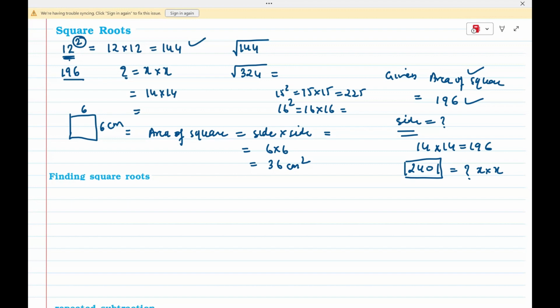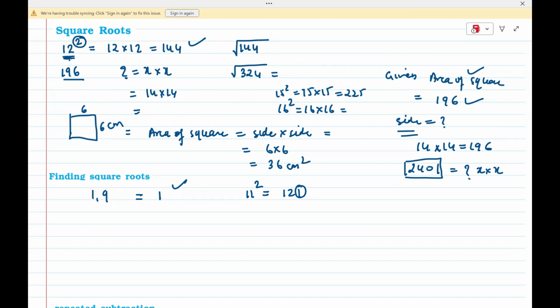Before that, let's see a few patterns we have seen in squares. If I have a number whose unit place digit is 1 or 9, its square will have 1 as its unit place. Take the example of 11. When I square it, I get 121. See, the unit place is 1. This we have studied in the first video of the 5th chapter.